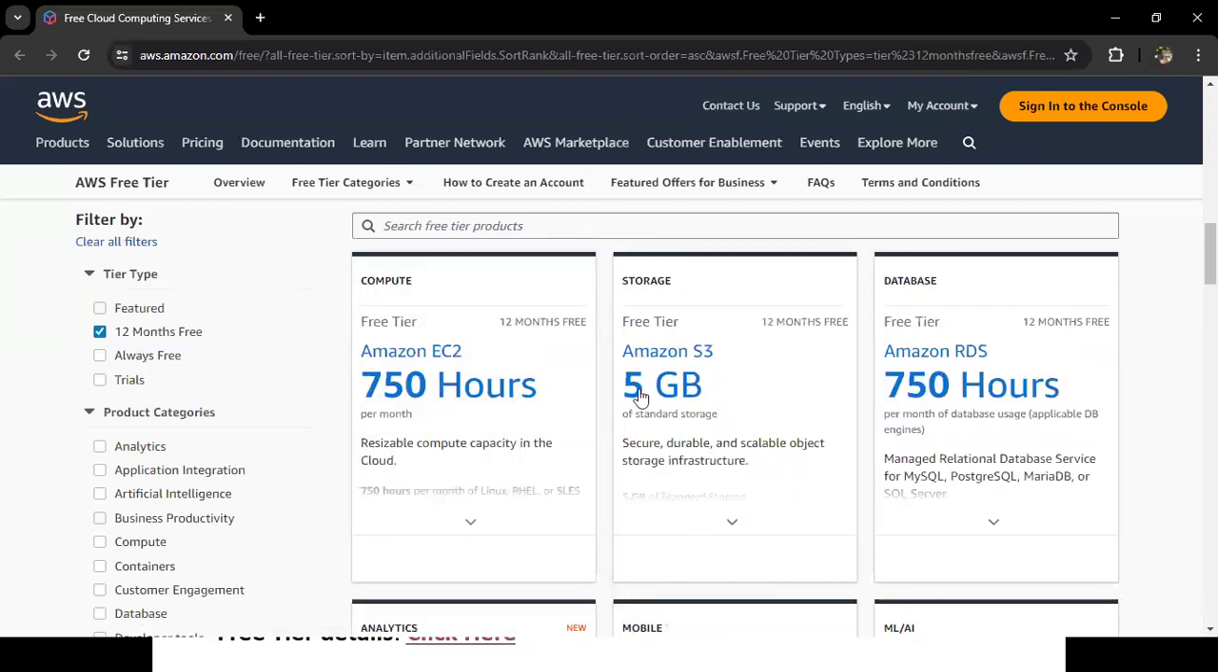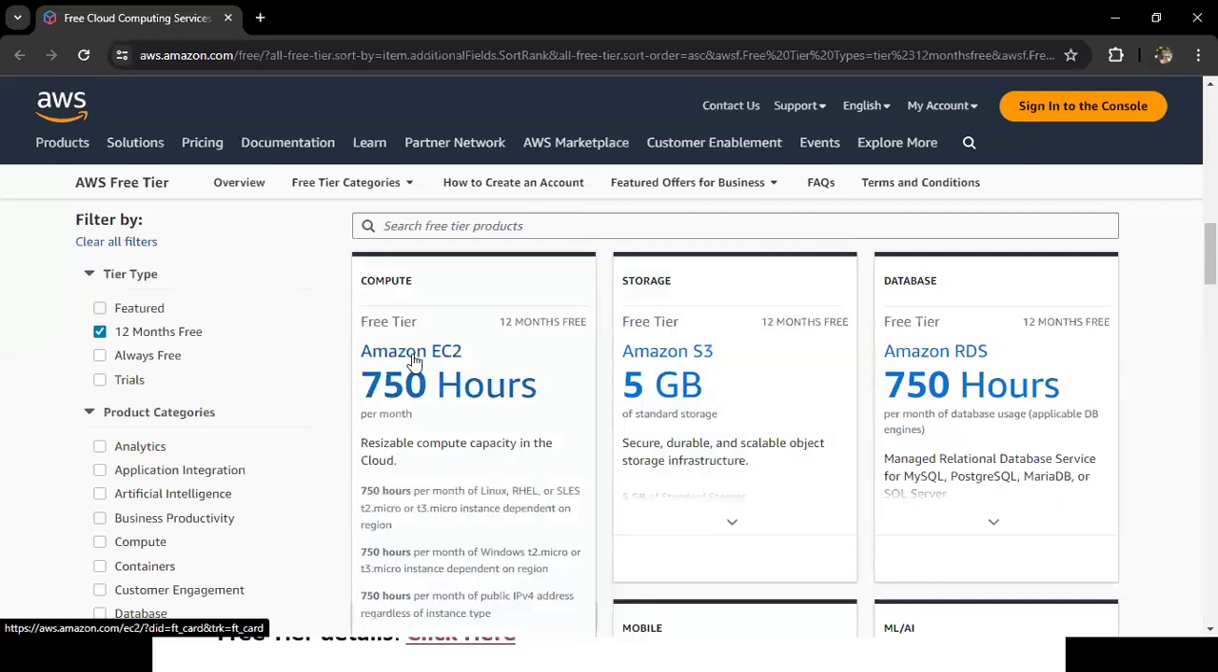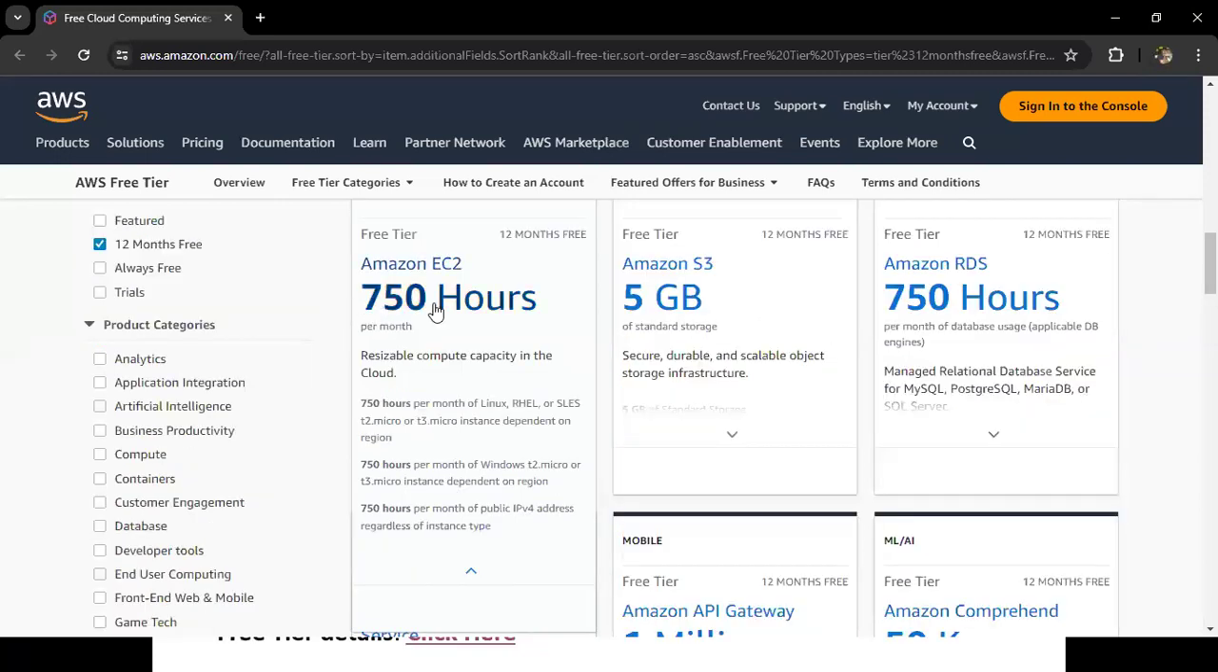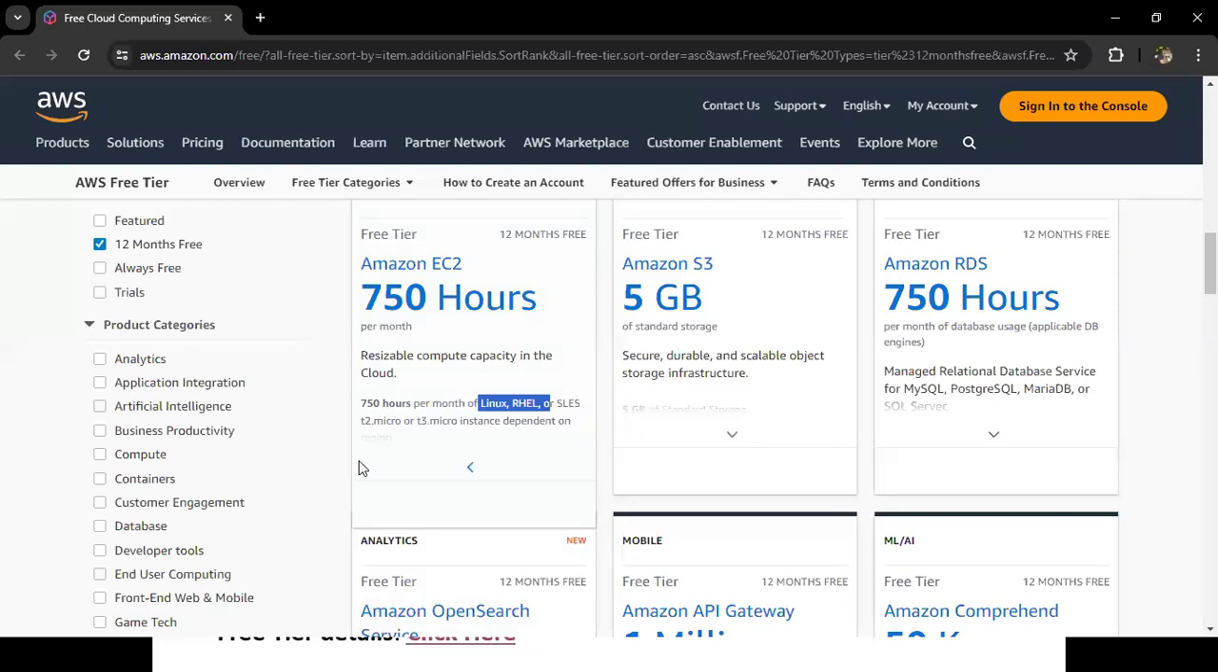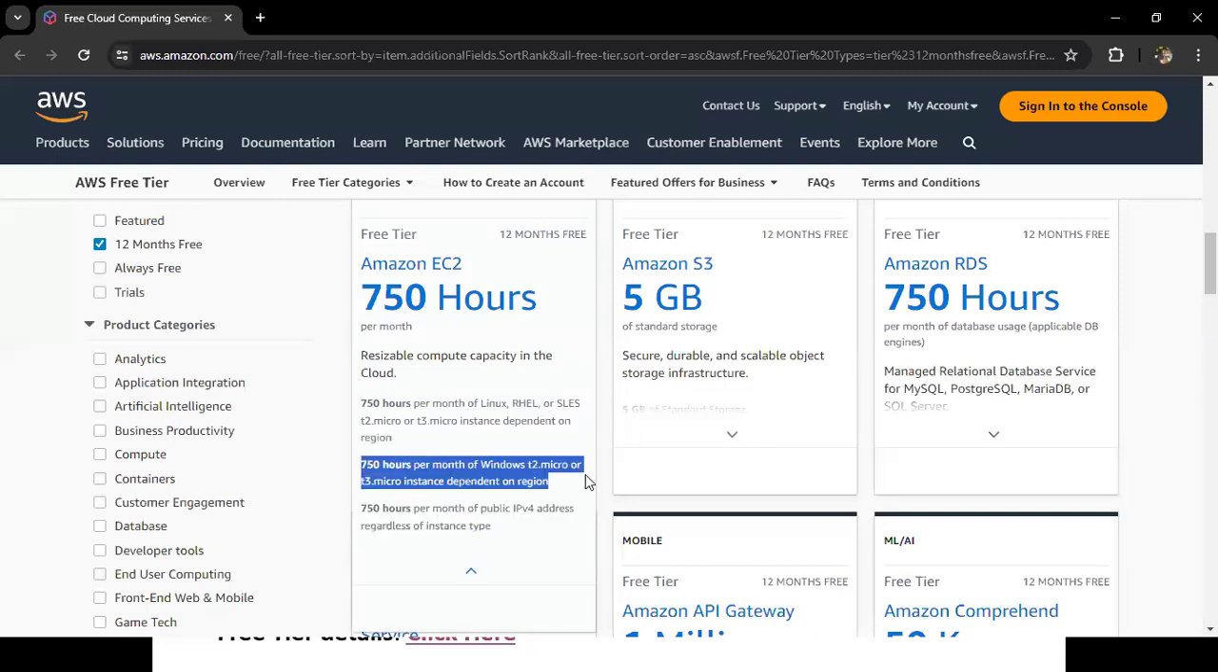12 months, here we have. So I'll talk about EC2 because this is the first service which we are going to start in our upcoming sessions. This is 750 hours per month you are getting. 750 hours for Linux, 750 hours for Windows. And 750 hours we are getting for our public IP address also. So only 750 hours you have free. After 750 hours, then they'll charge you.